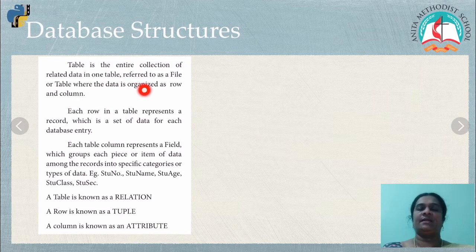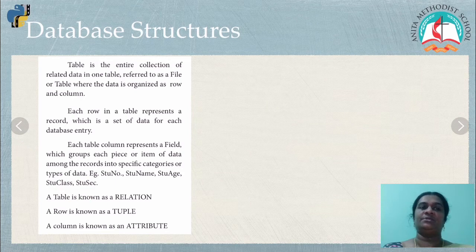Each row in a table represents a record. Each table column represents a field, which holds each piece or item of data among the records in a specific category. See the example: student name, student number, student age, class, section. These are called the fields.